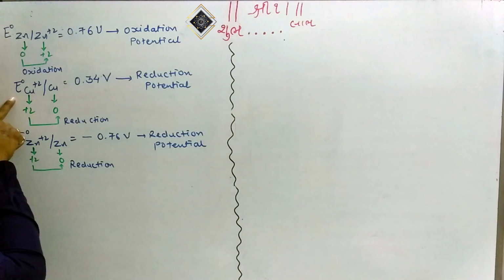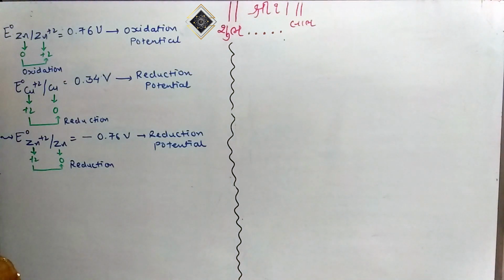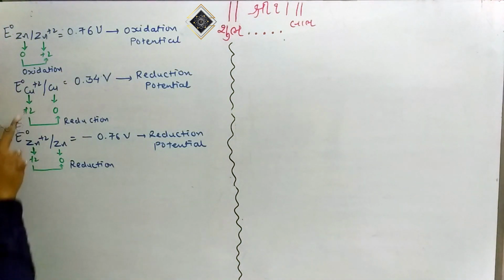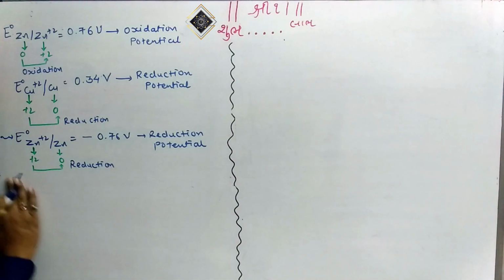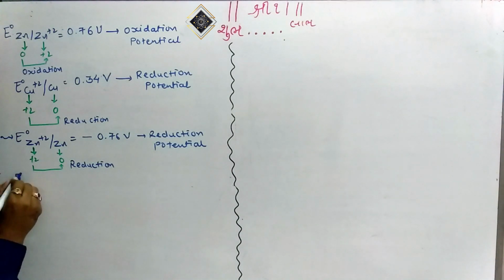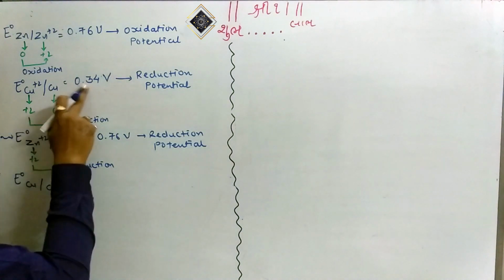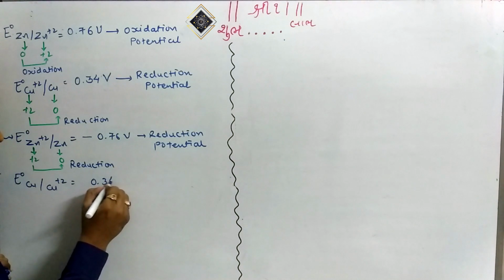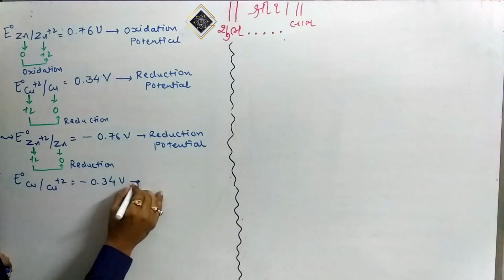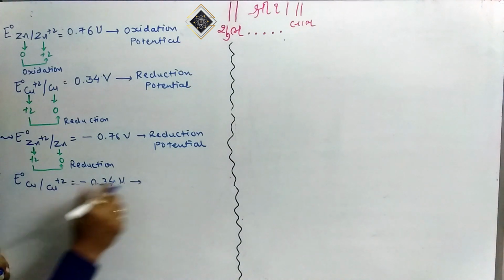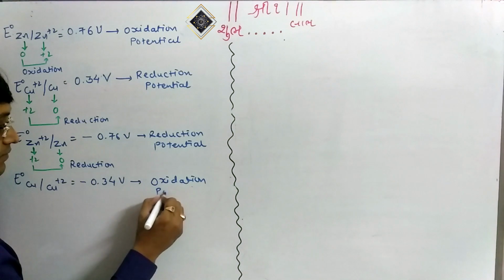Now, in the second example, the given potential is in reduction form. So how can we convert it to the oxidizing form? Invert the representation: we have E0 Cu/Cu²⁺. The numerical value is the same, 0.34 volt. The positive value becomes negative and the terms are interchanged. Now it is an oxidation potential.